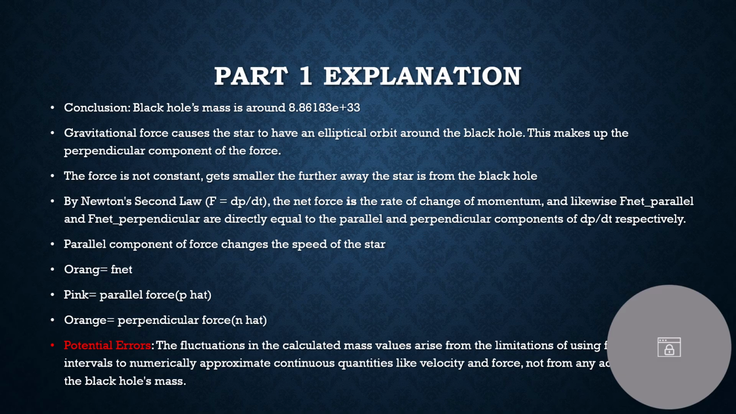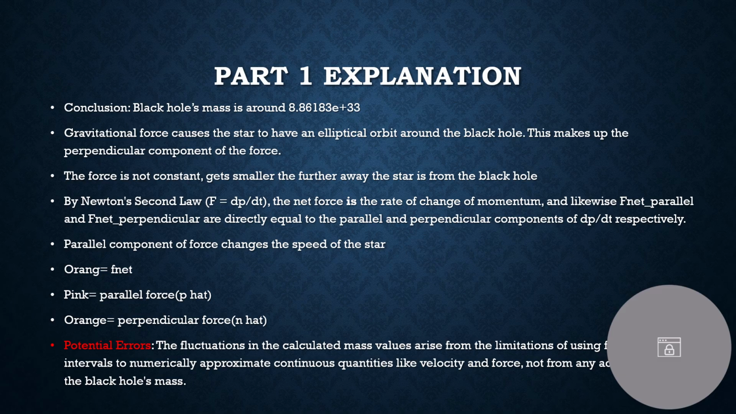Here's my part 1 explanation. We've already concluded the black hole's mass. Gravitational force causes the star to have an elliptical orbit around the black hole. This makes up the perpendicular component of the force. The force is not constant and it gets smaller the farther away the star is from the black hole.